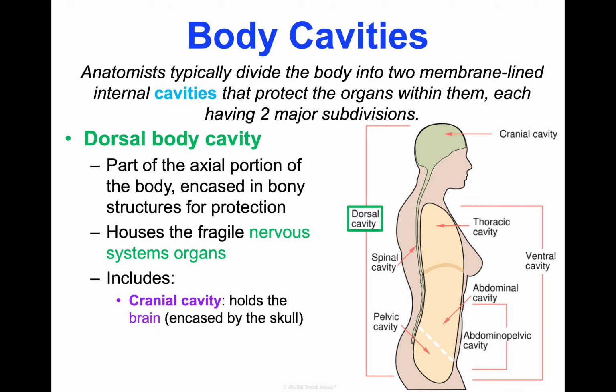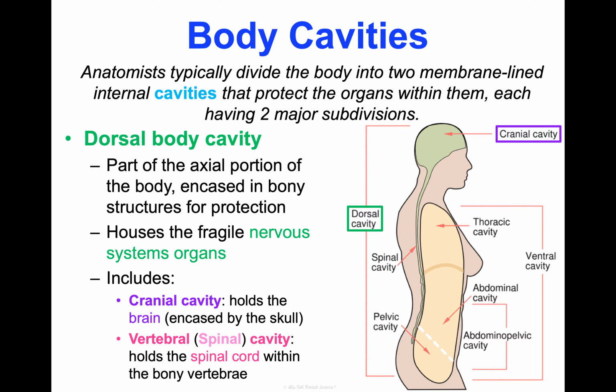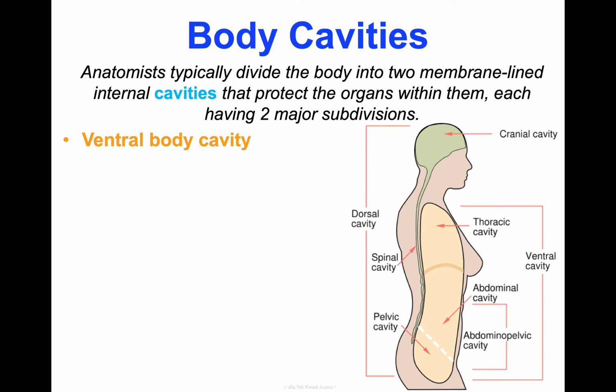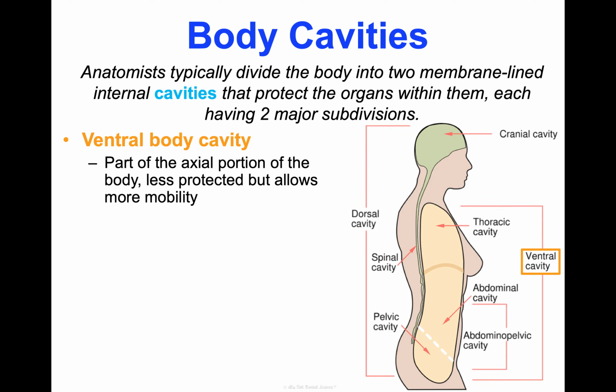And within the dorsal body cavity, we're looking at your cranial cavity, which holds your brain, and your vertebral or spinal cavity, which holds your spinal cord within the bony vertebrae. All right, so that's your dorsal body cavity. The other major one is your ventral body cavity. And this is also part of your axial portion. We're looking at your trunk, but it's less protected, but that also means it has more mobility.